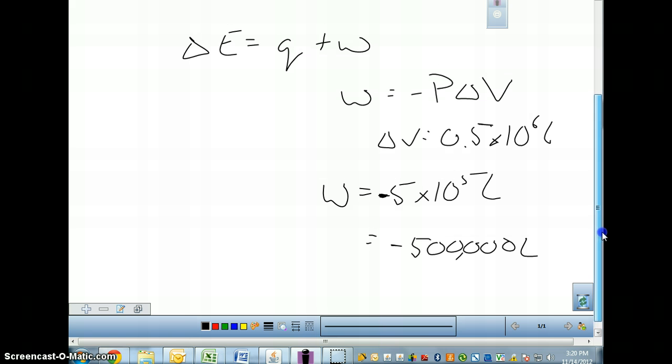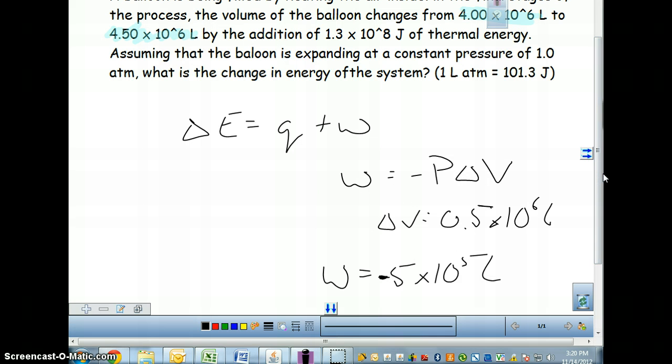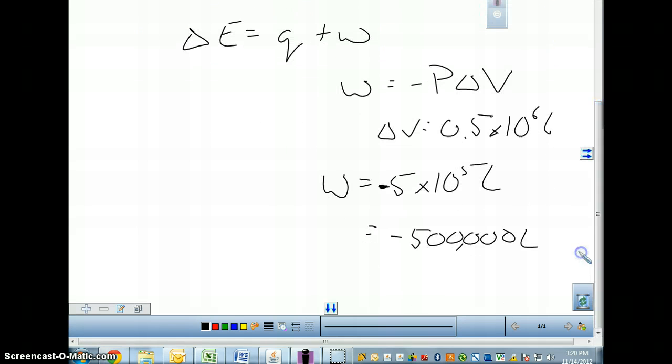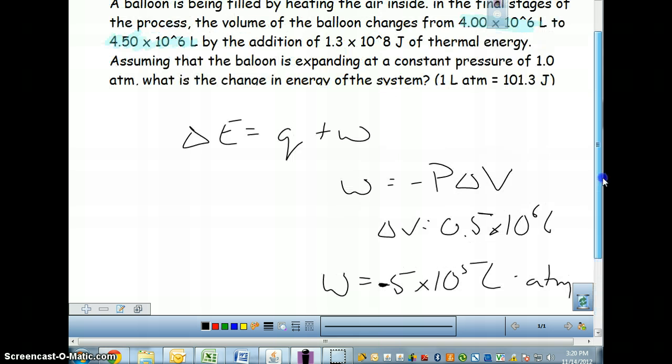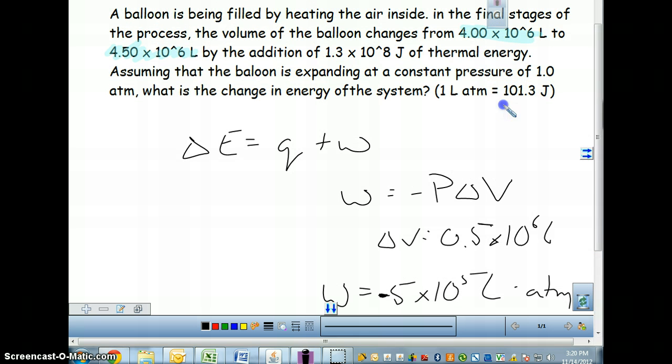So the balloon is expanding. As it's expanding, if we were to put something on top of the balloon, it would move. And the energy to move that object is coming from our air. I'm sorry, that's liters times atmosphere. However, liter atmosphere is kind of a bulky unit. We would much rather use the 101.3 joules.